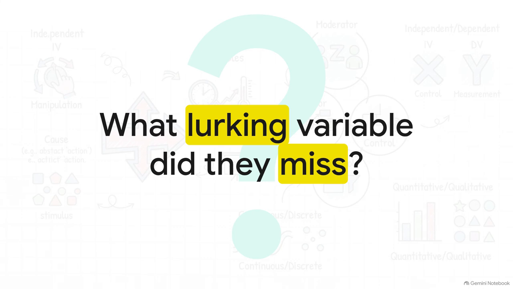So I want to leave you with a thought to really test out your new framework. The next time you're reading a flashy headline claiming a new miracle cure or some shocking cause and effect, ask yourself, what lurking variable did they forget to control for? Are they measuring a real relationship or just an unmeasured confounder?